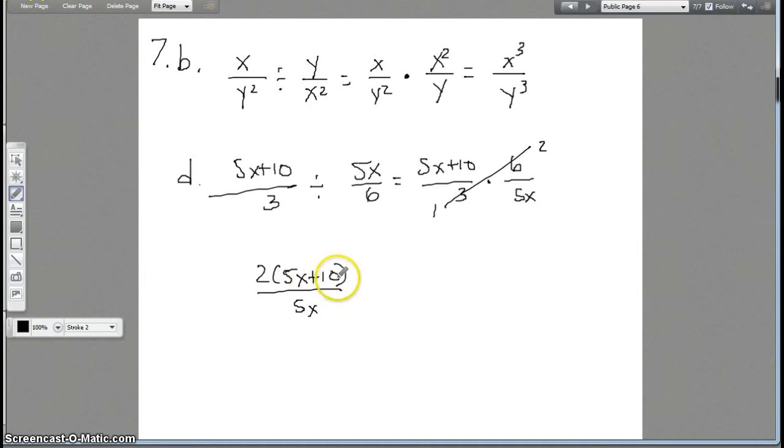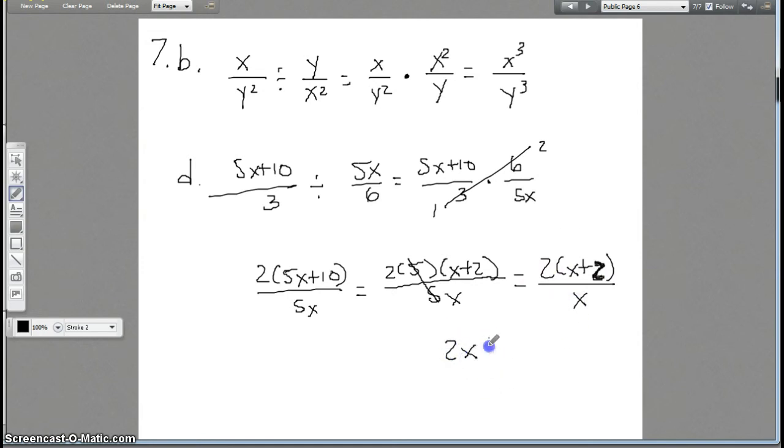But if you look inside the parentheses, the terms you have in the parentheses have a common factor. Both of these terms can be divided by 5. So I'm going to write 2 times 5 times x plus 2, because 5 times x is 5x and 5 times 2 is 10. And now we're going to divide all of that by 5x. Our 5's cancel, and so we end up with 2 times x plus 2 over x. And you can multiply this out if you want to, 2x plus 4 over x. I'm fine with leaving it in factored form, or you can multiply it out.